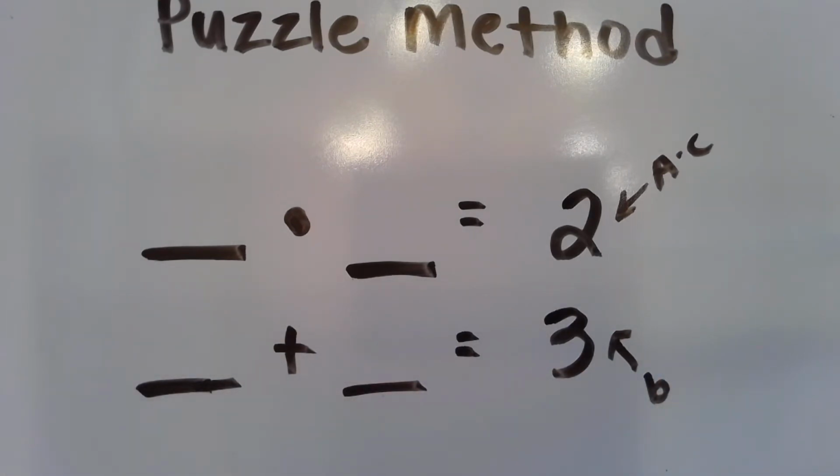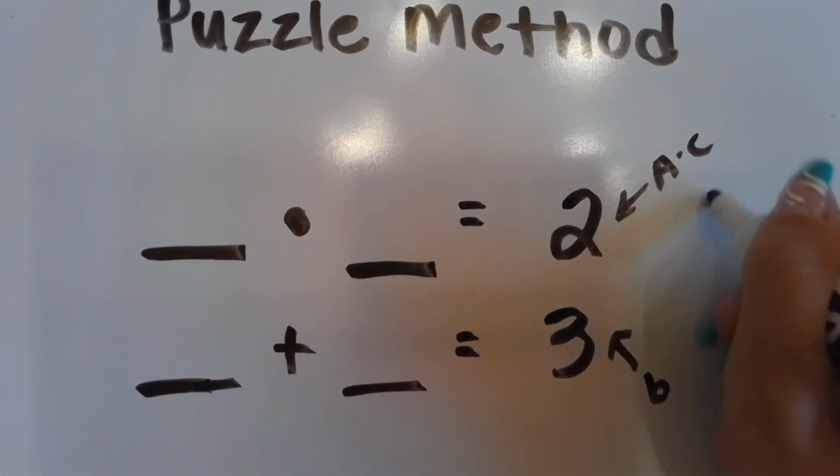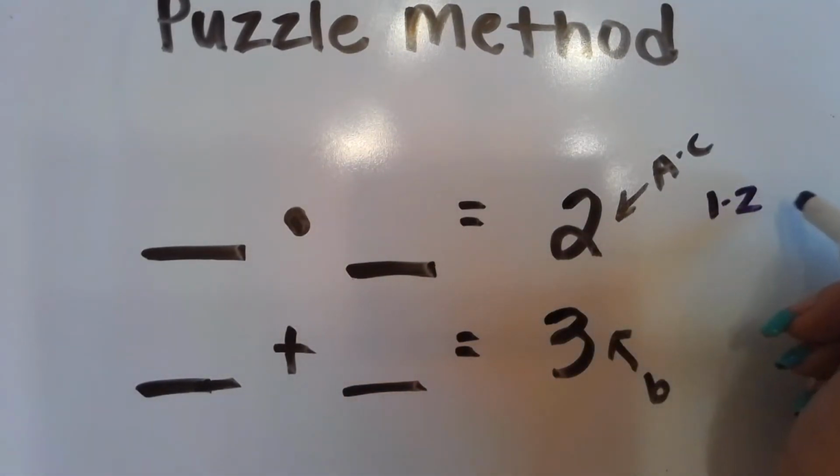So how to fill out this puzzle? We need two numbers that multiply to 2. But those same two numbers have to add to 3. So let's think about what numbers can multiply to equal 2. So 1 times 2 equals 2. And that's it. Nothing else can multiply to 2.